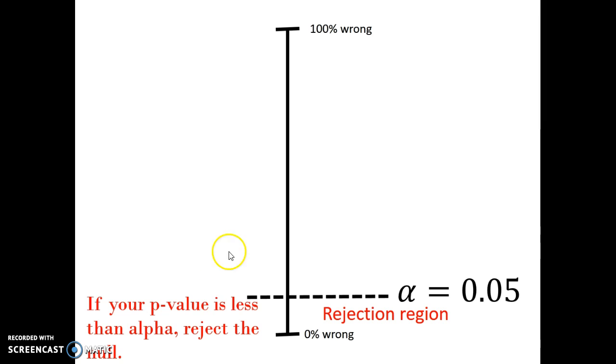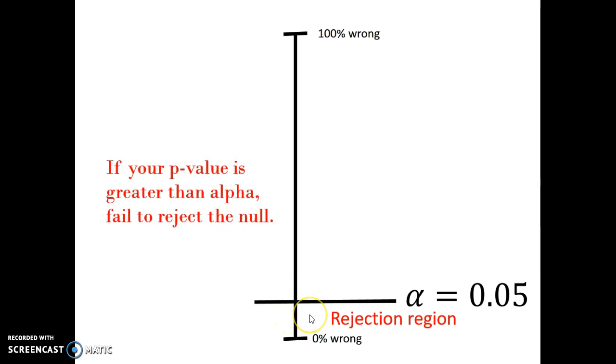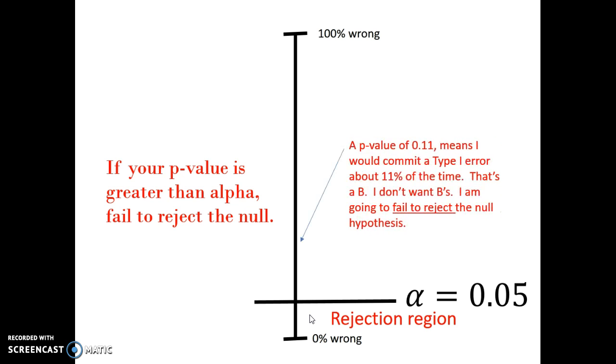So let's say we get a p-value that's less than alpha. Then it's in the rejection region, and we reject the null hypothesis. So a p-value of 0.03 would be between 0 and 0.05, so I would reject the null hypothesis. If my p-value was bigger than alpha, I would fail to reject the null hypothesis.